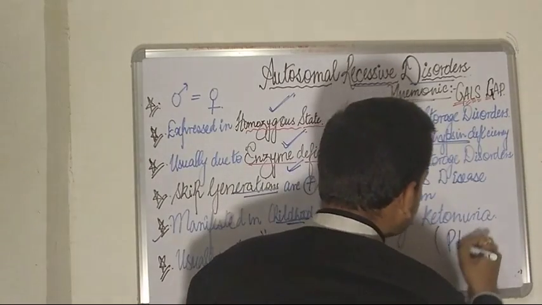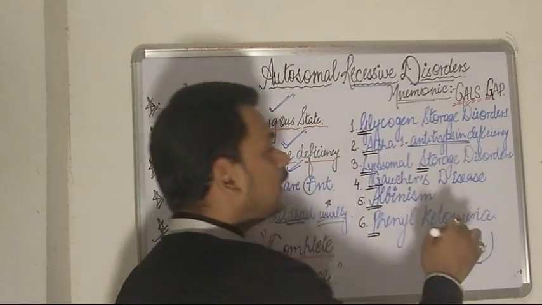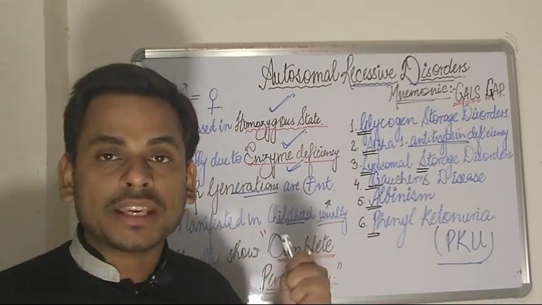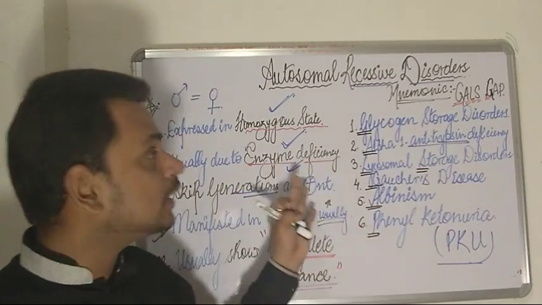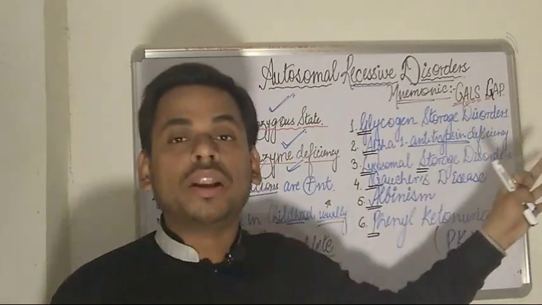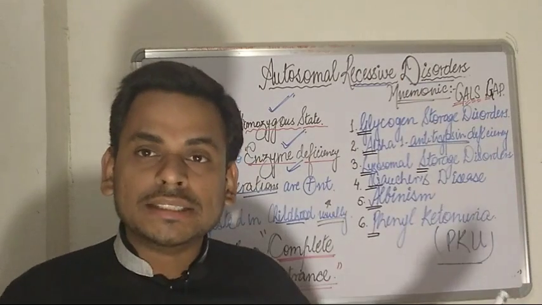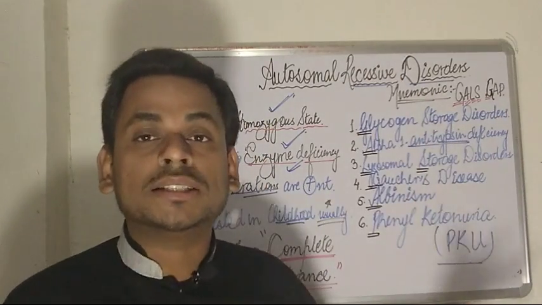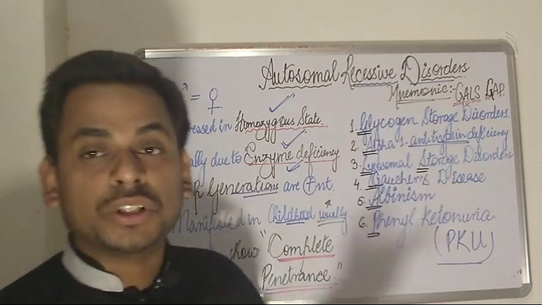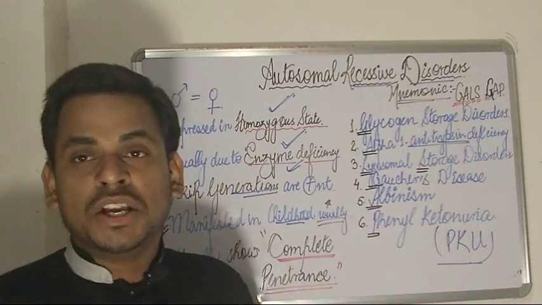So students, this was a short discussion about the distinguishing features, the striking features of the autosomal recessive disorders and the associated mnemonic, as to how we can very easily recollect during the exams the list of disorders that come under the category of the autosomal recessive disorders.